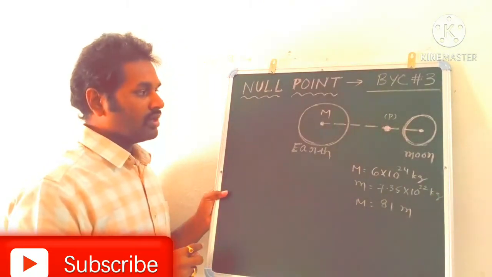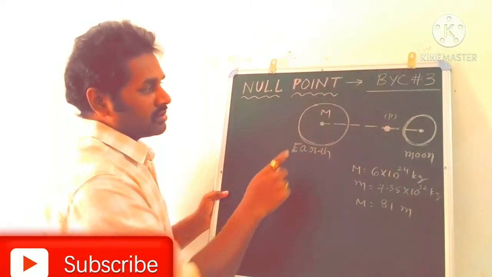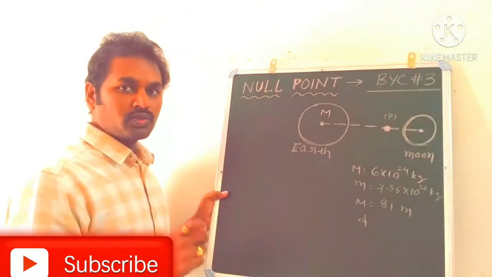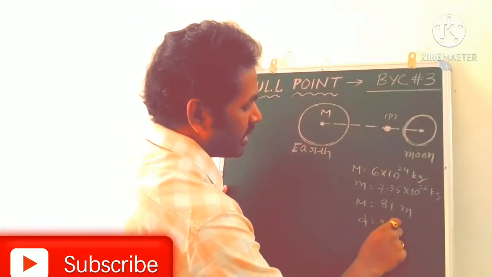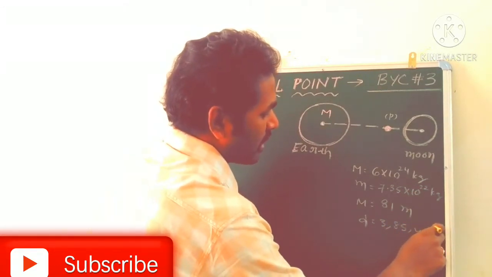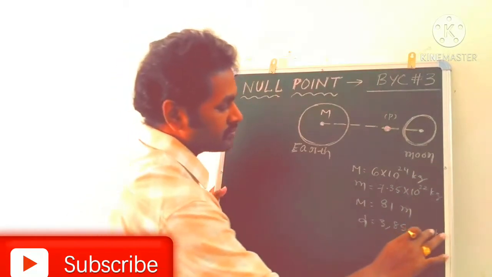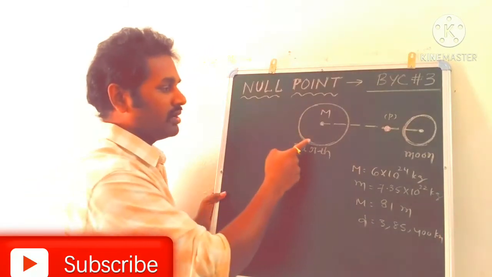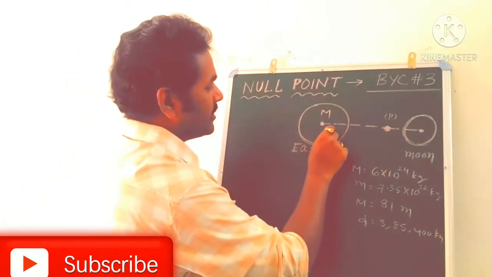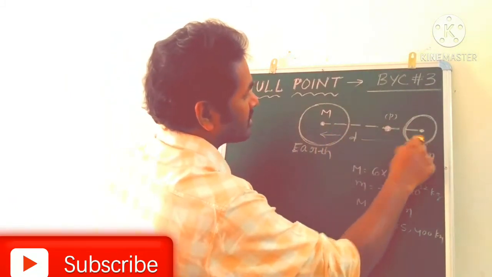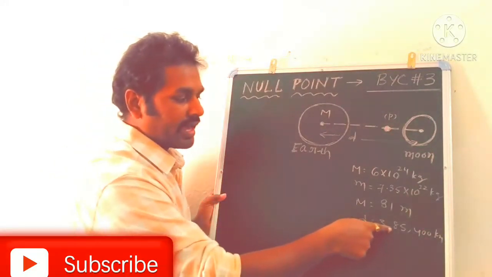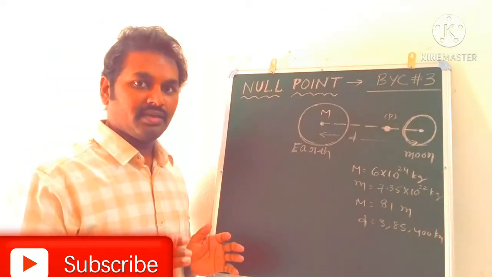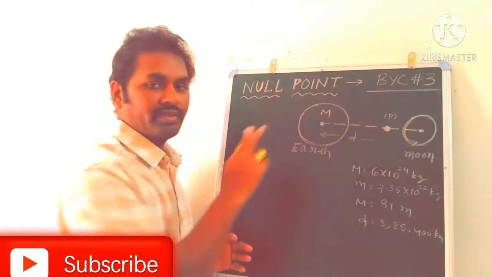Please remember this. And the distance between the earth and the moon is denoted by d, and its value is equal to 3,85,400 kilometers. How much is it? 3,85,400 kilometers is the distance between the earth and the moon. We can take it as the separation between these two from their centers. Now, we are interested here to find the gravitational field intensity in between these two.